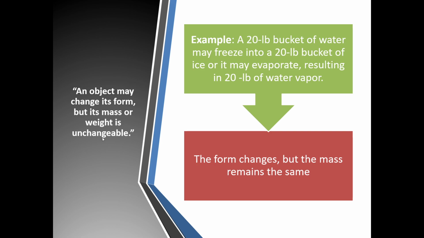So a little bit more on that concept. An object may change its form, but its mass is unchangeable. Our example: a 20-pound bucket of water may freeze into a 20-pound bucket of ice, or it may evaporate, resulting in 20 pounds of water vapor. 20 pounds of water vapor is an enormous amount. But these two things are a little bit easier to think of, maybe 2 gallons of water that you think of in jugs. So the forms are changing here, but the mass remains the same.